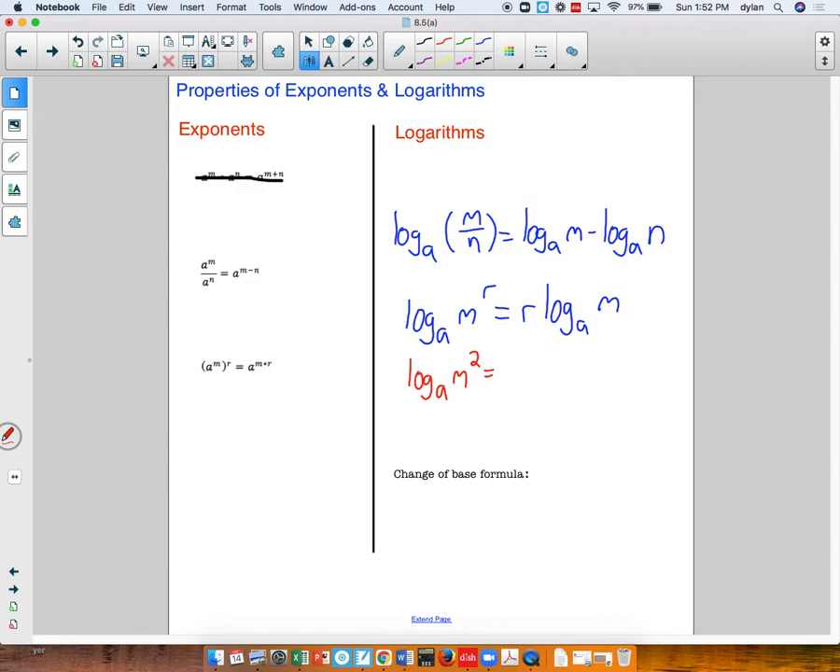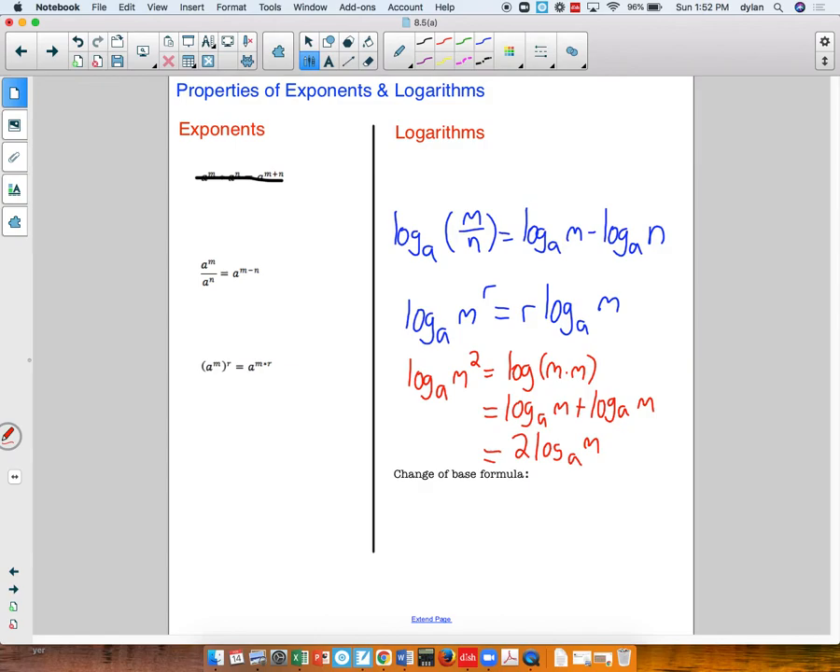That's the same thing as log base a of m times m, just using that exponent. And then we could separate that out using our multiplication to addition property as log base a of m plus log base a of m. But then if you add those together, that's just the same thing as 2 log base a of m. And you can see here that the 2 went from the exponent to the front of the log.